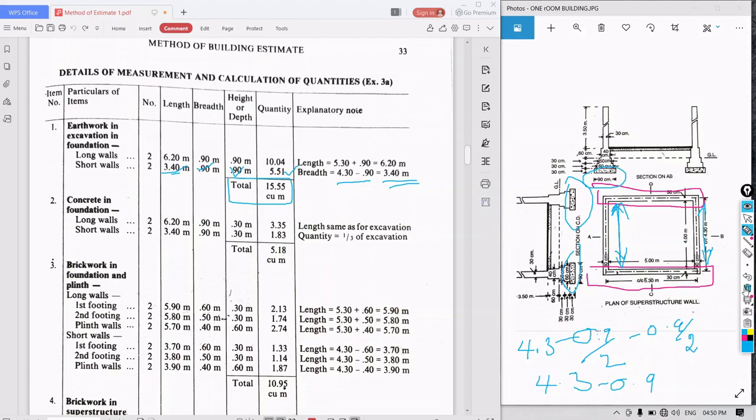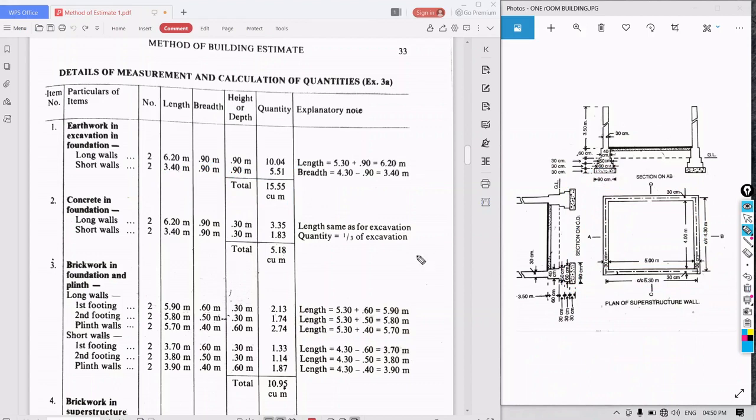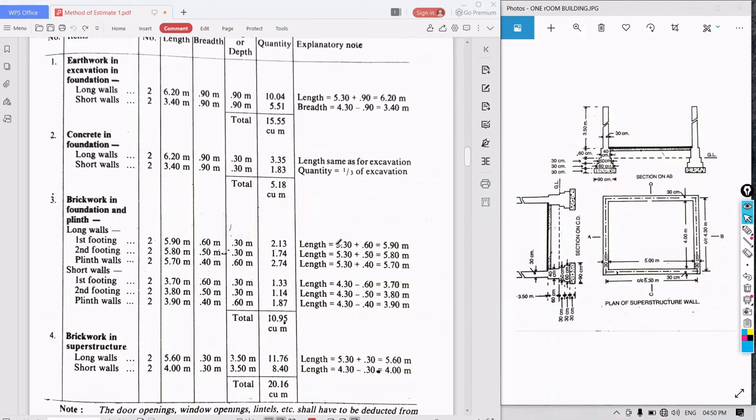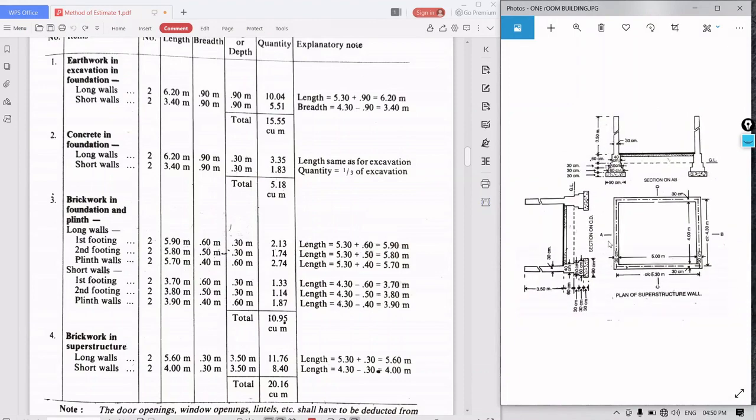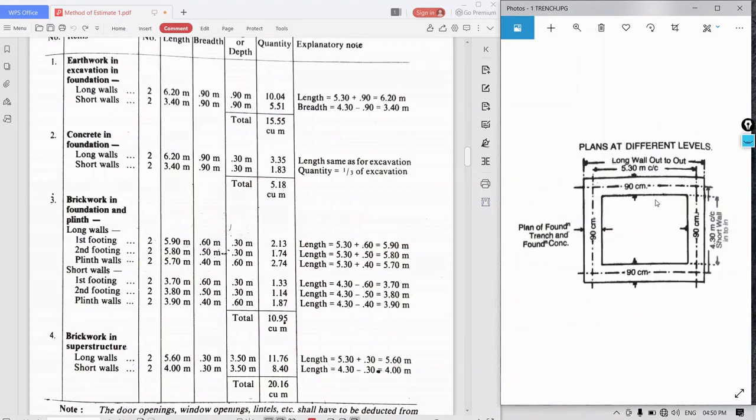Okay, so I hope you understood, my dear students. So now we will move to the next one, that is concrete in foundation. Okay, so before that, one minute, I'll show you the pictures. See the plans at different levels. So this is the plan of foundation trench and foundation concrete.